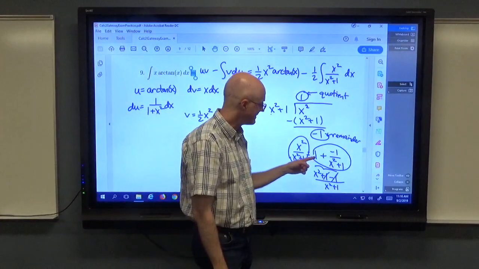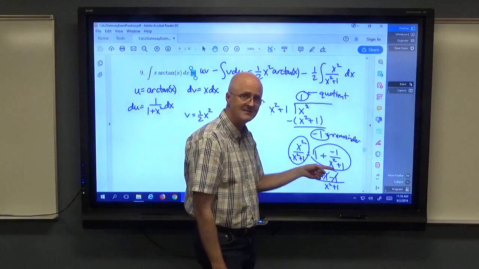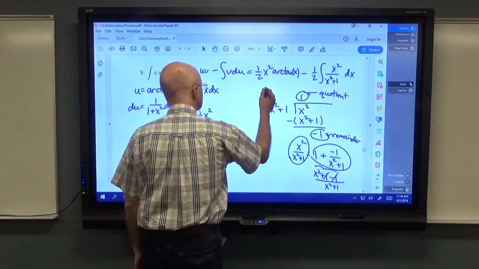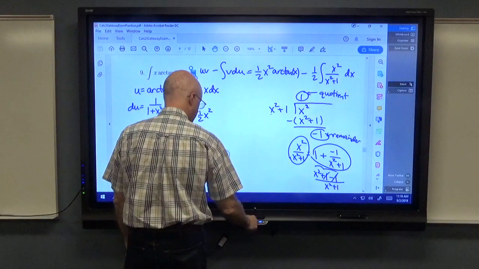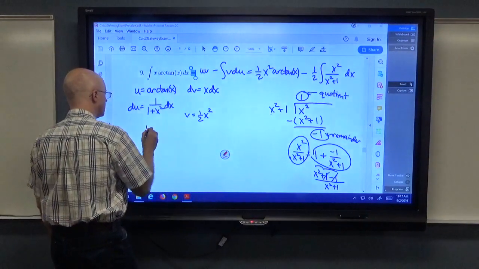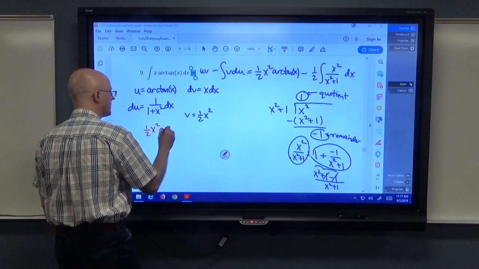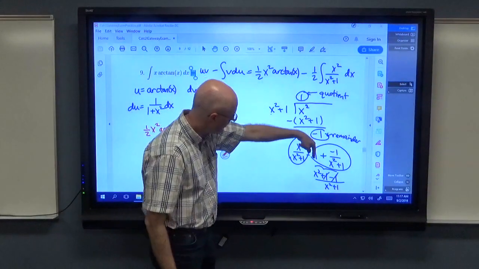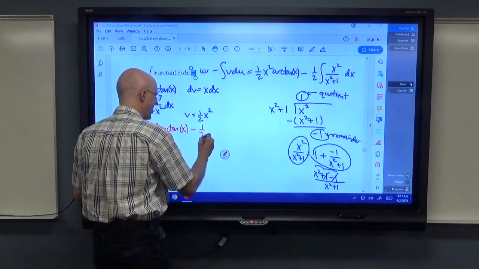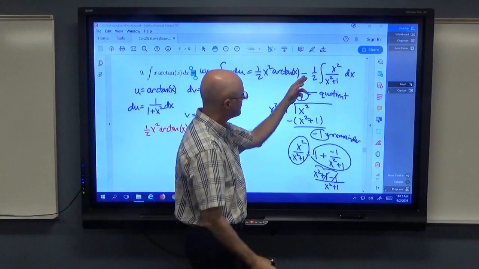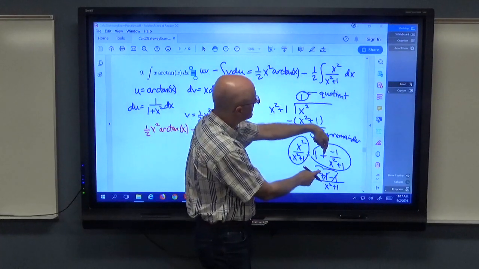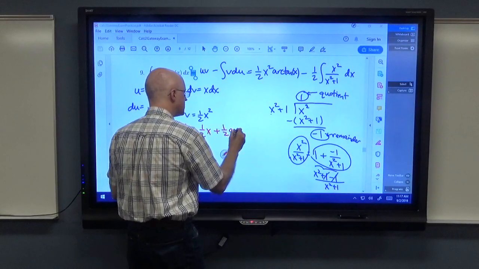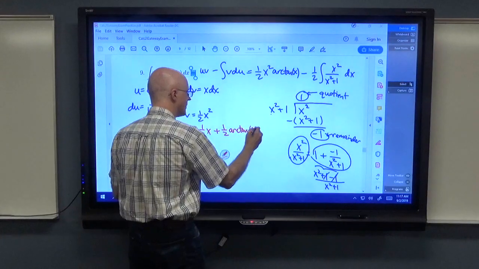Integrating that's pretty easy. It's going to be x minus arctangent x. We already have a minus sign there too, so I need to be careful. Looks like the final answer, which I'll put in red, is 1/2 x squared arctangent x minus 1/2 times the integral of negative 1 over x squared plus 1. It's going to be plus 1/2 arctangent of x. Don't forget your plus C.